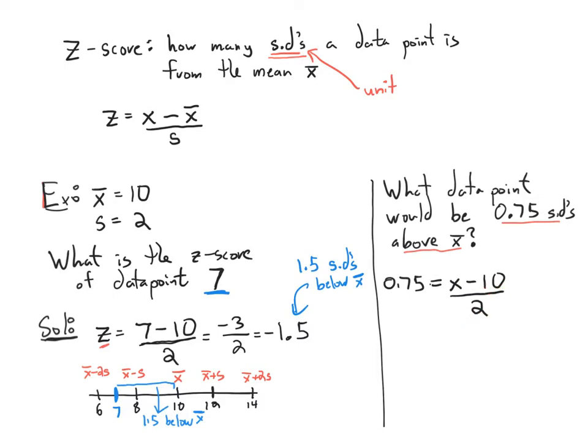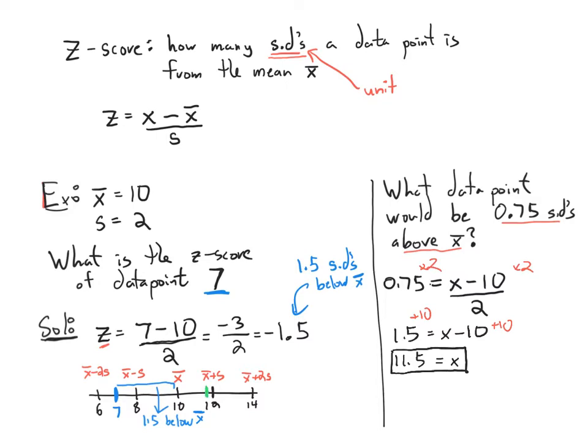Let's multiply both sides by 2. We get 1.5 equals x minus 10. Add 10 to both sides, just solving an equation. And we get that 11.5 equals x. So 3/4 of a standard deviation above the mean is 11.5. I'll do this one in green.